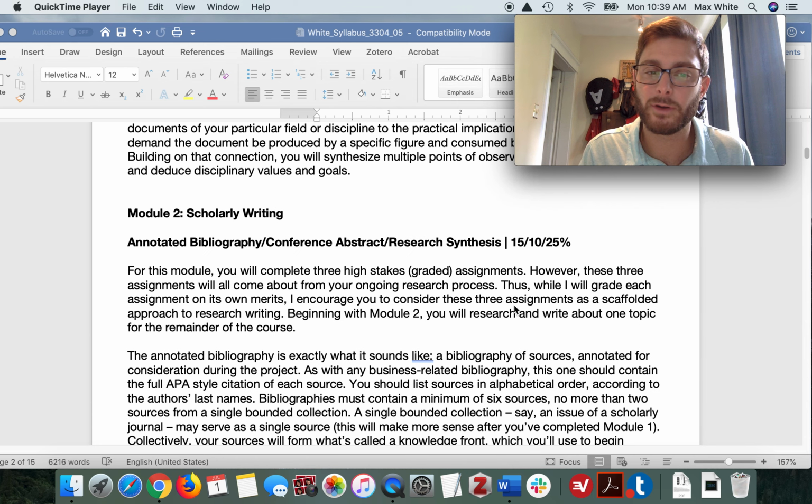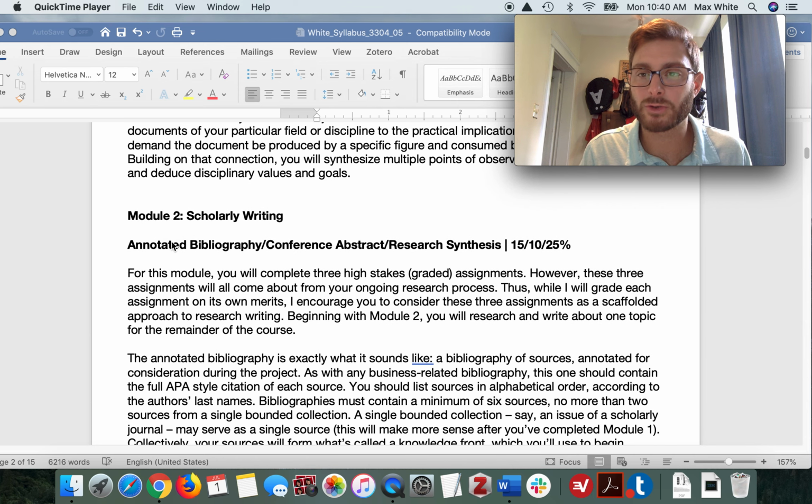So you see how those 3 build off each other? In Module 1, we identify the community that we're writing for and we're part of. Module 2, we start with the annotated bib where we gather examples of them, then we propose an idea in the abstract, and then we go ahead and start writing it with a research synthesis.